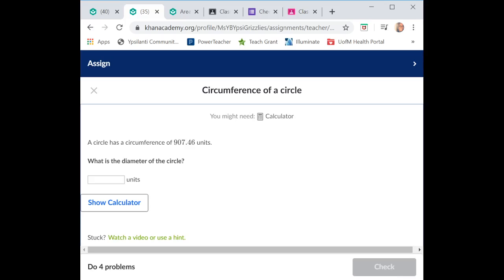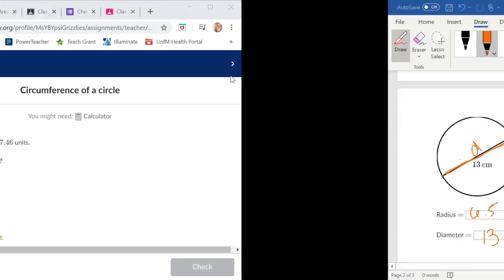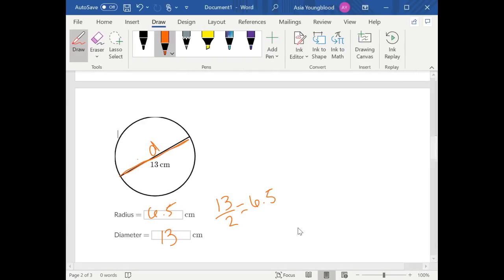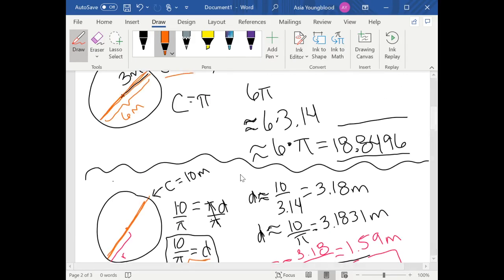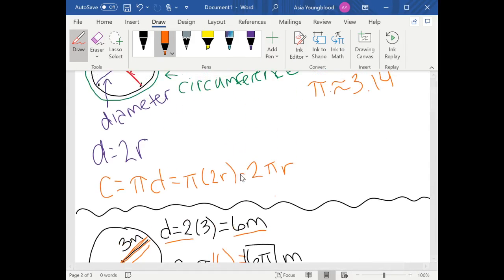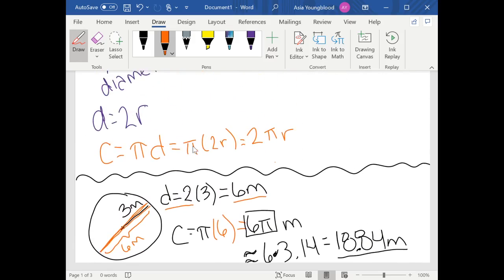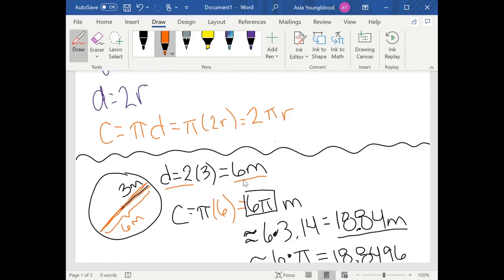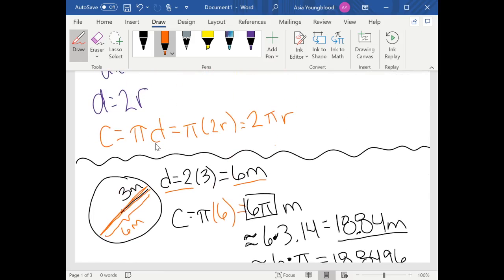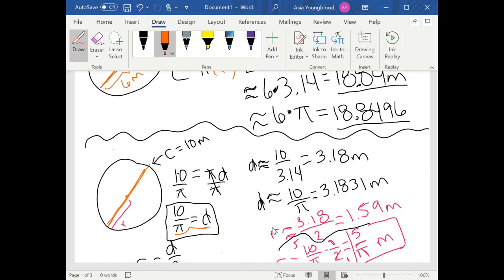So we actually did do an example like this in the notes. So let's switch back to our notes real quick. Oh, yep, second example. Here, we were given the circumference, which was 10. So to find the diameter, we had to divide both sides by pi. Remember the formula, the circumference is pi times diameter. So if we want to find the diameter, we're going to divide by pi.